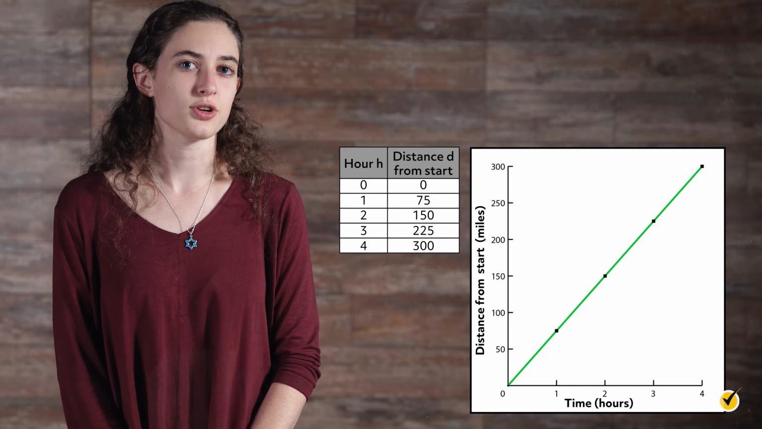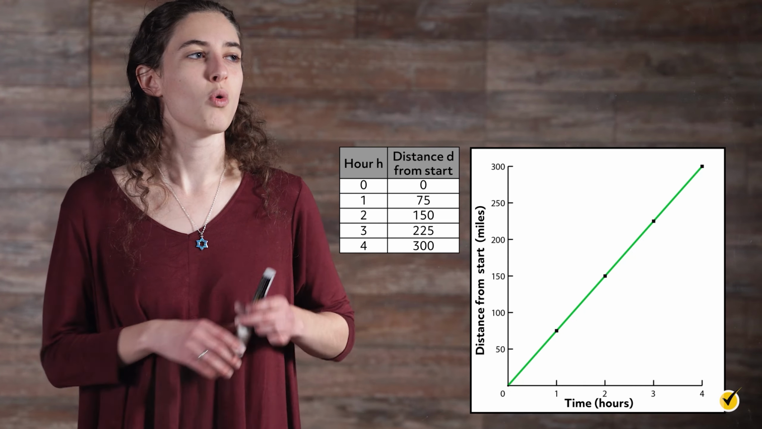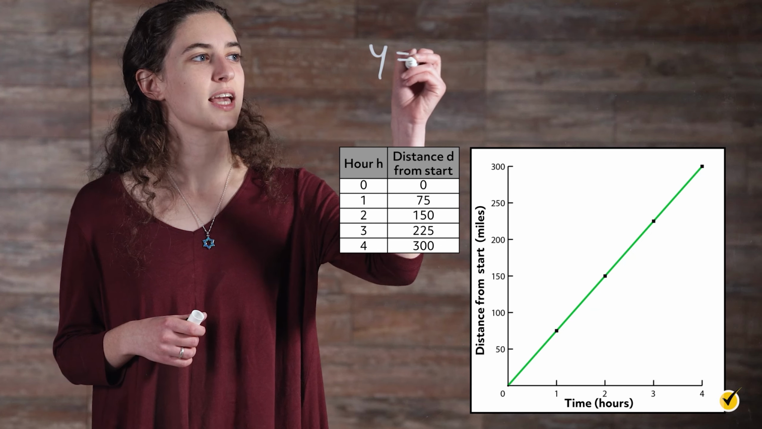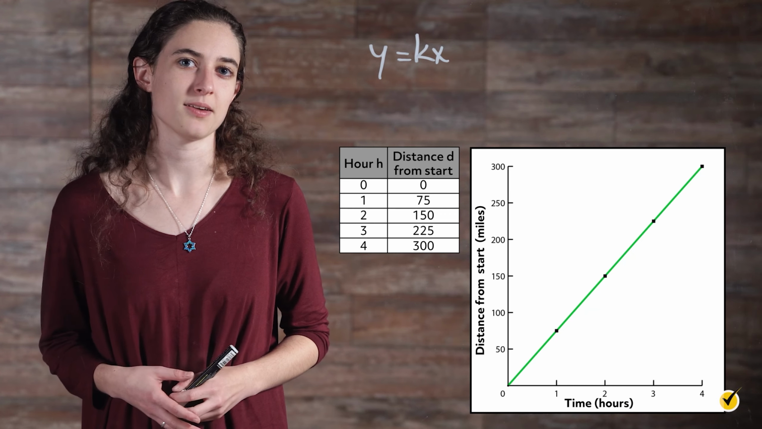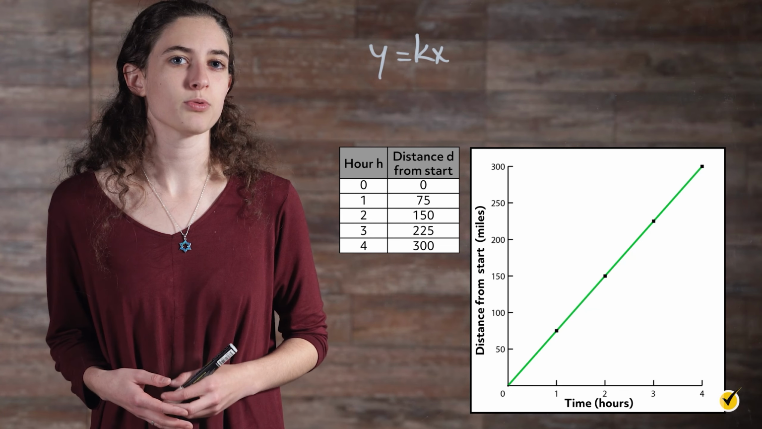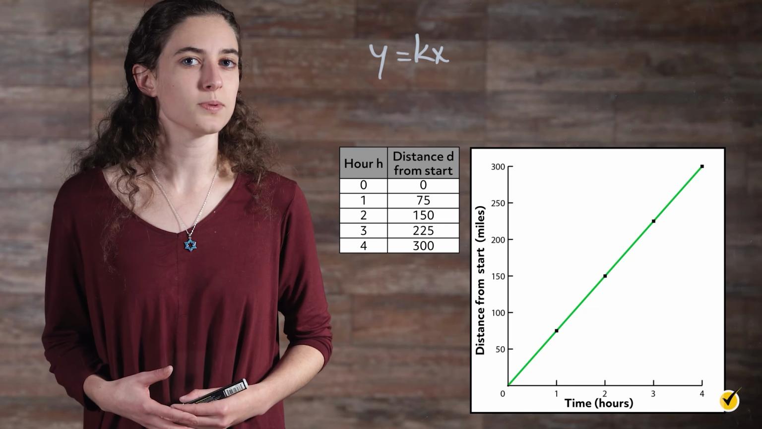The graph shows a straight line intersecting the origin. The equation is of the form y equals kx, where k is the constant of proportionality. Here, the constant of proportionality is 75. Every hour amount is multiplied by 75 to calculate distance.